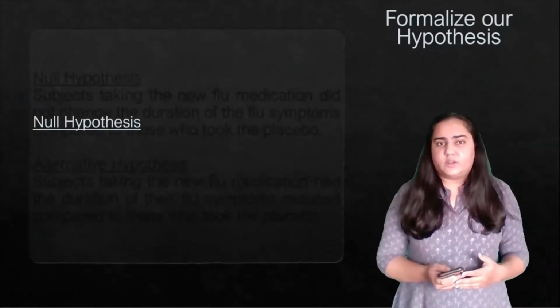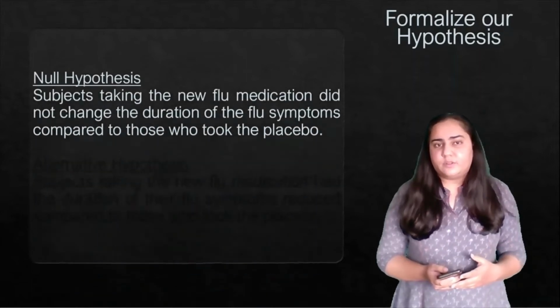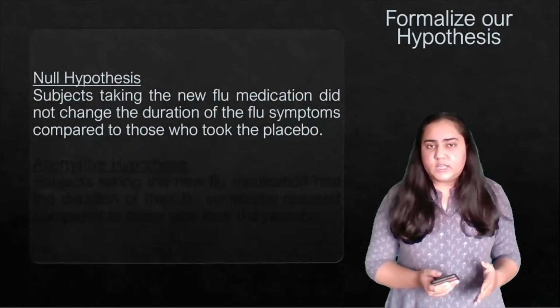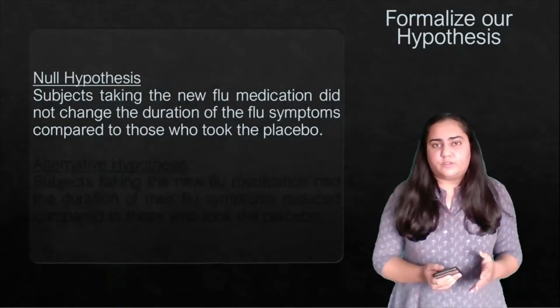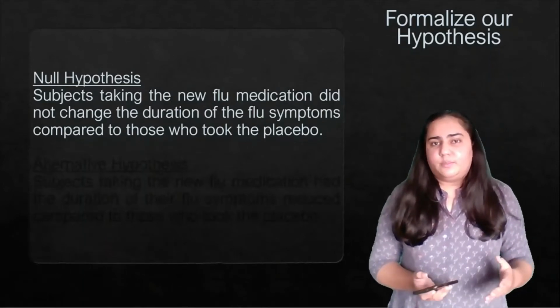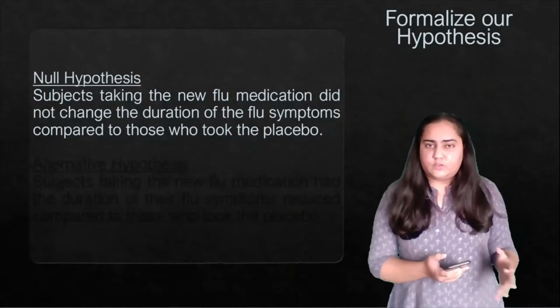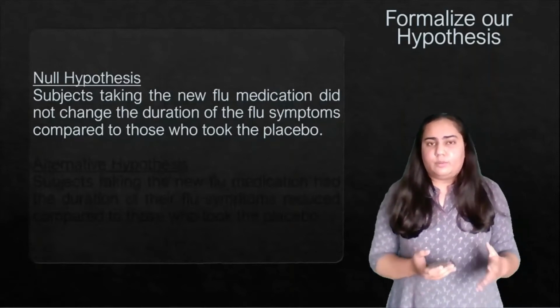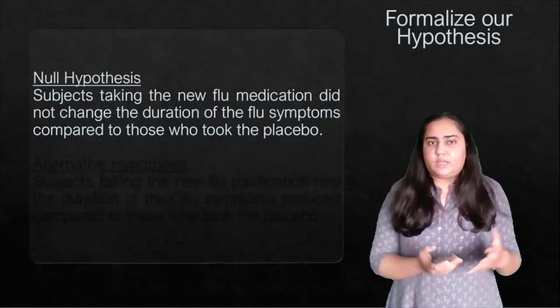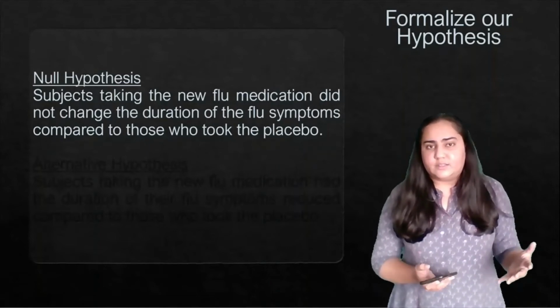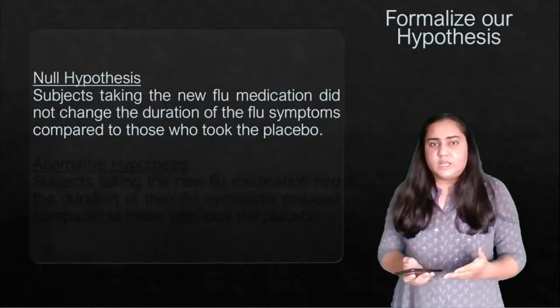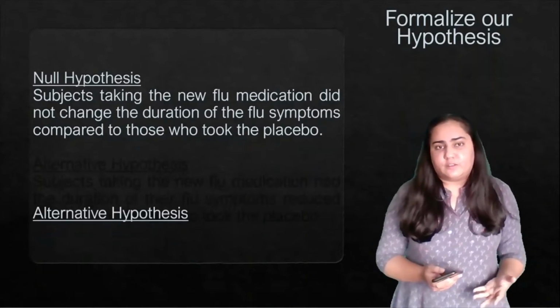Now let's formalize our hypothesis. So the null hypothesis is this: subjects taking the new flu medication did not change the duration of the flu symptoms compared to those who took the placebo, which means the fake pill. So the null hypothesis says that both the control group and the treatment group experienced flu symptoms for an equal number of days, and that means the medication was not effective.